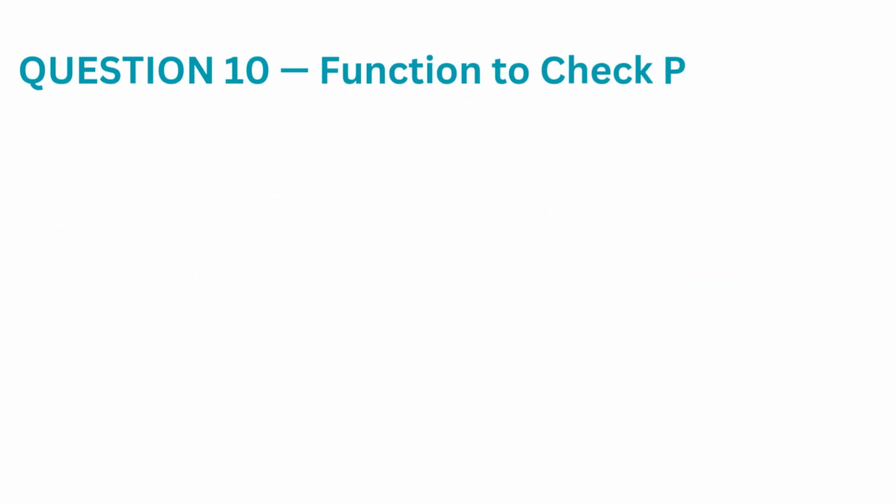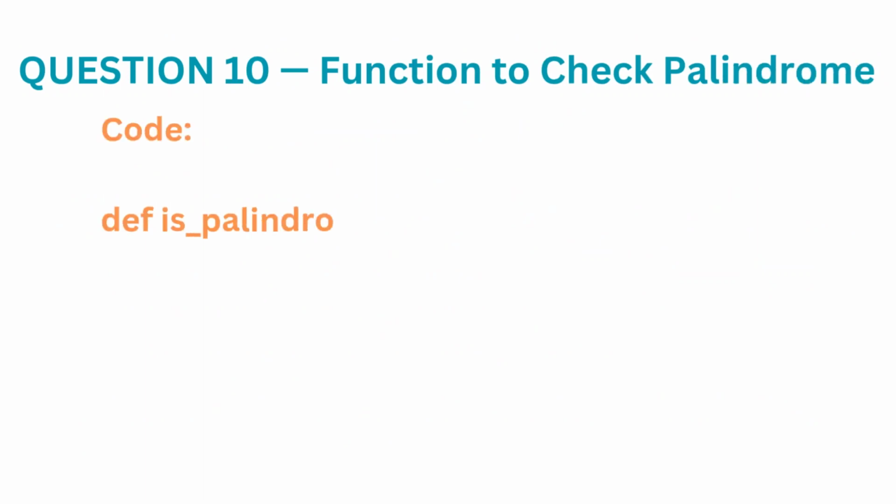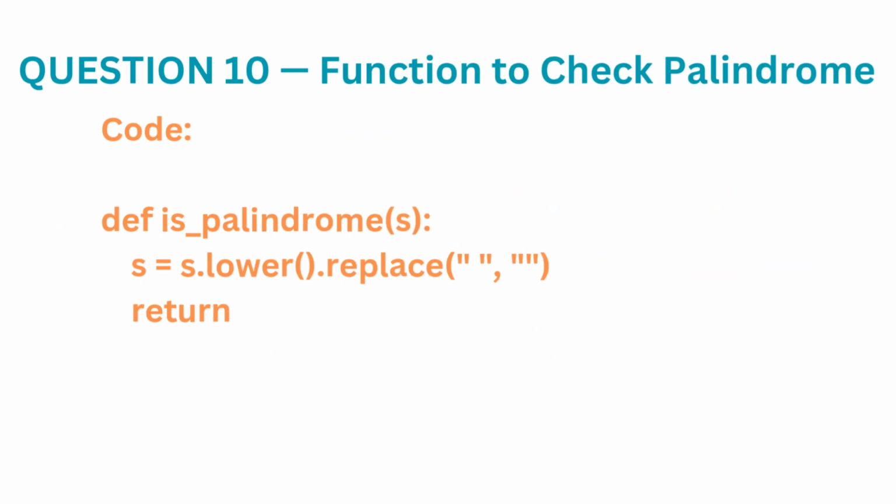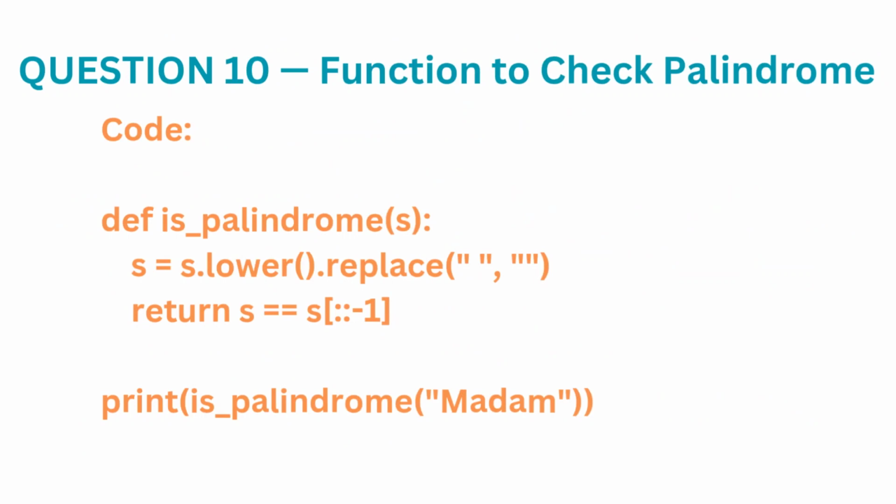And the last question is a function to check palindrome. So the code will be def is_palindrome. s should be s.lower() and replace, and return s equal to s sliced with minus 1, and that should print the is palindrome result. So this is a reusable function to check palindrome that handles case and spaces for real world sentences.